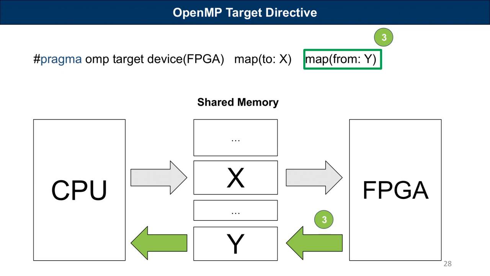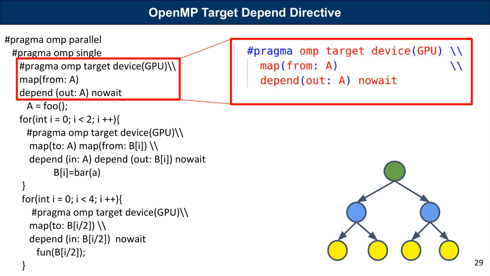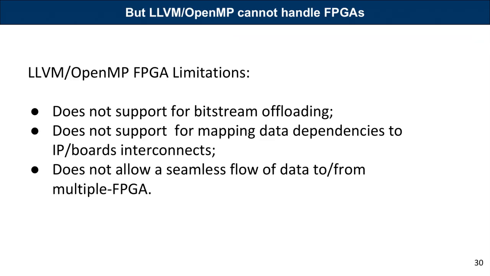The OpenMP specification also allows us to combine the target and depend directives to create a graph of tasks that will be executed on a device, and it is exactly this feature that we will use in our project. However, the LLVM OpenMP implementation has some limitations for multi-FPGA architectures. One, it does not support bitstream offload to multi-FPGAs. Two, it does not support mapping data dependencies to IP and board interconnections. And three, it does not allow a seamless flow of data to and from multiple FPGAs. It is exactly these limitations that our proposal seeks to address.